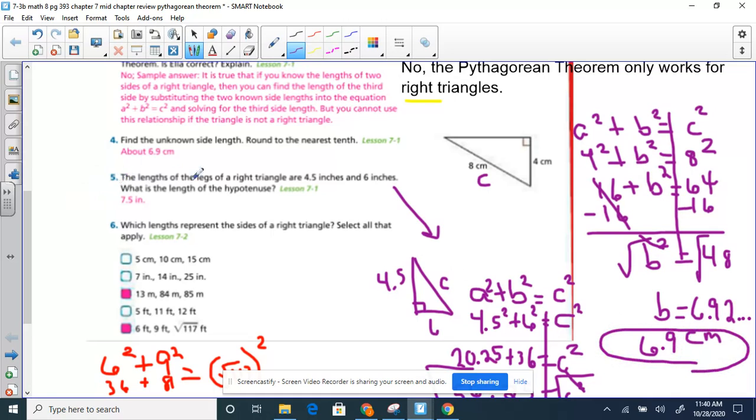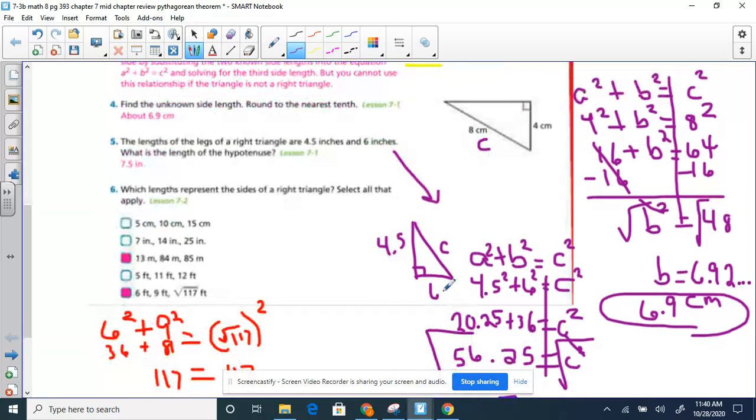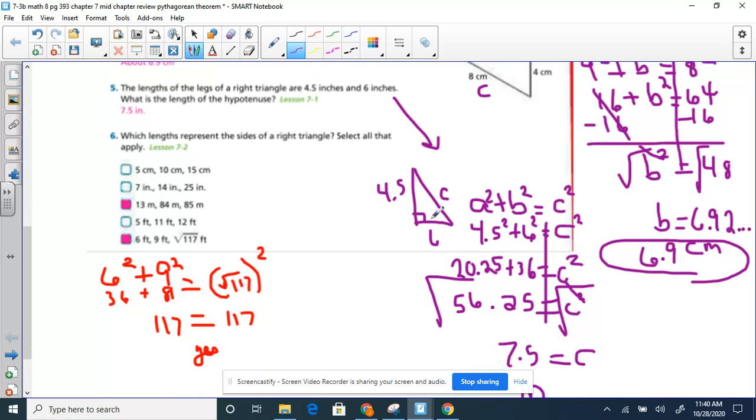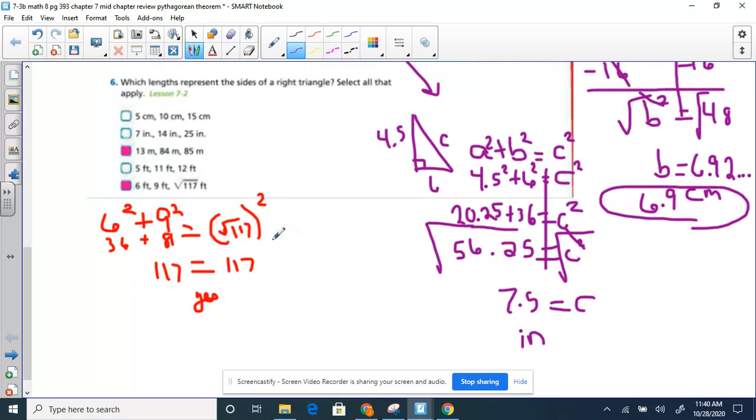If you take a look at number 5, I have to draw this, and it says the legs, so that would be A and B. The hypotenuse is side C, it's the longest side. Always double check that your answer is longer, if you're getting side C, that it is in fact longer than the legs. A squared plus B squared equals C squared, add, and then we have to take the square root to get C alone, and I get 7.5 inches. Don't forget to label inches.